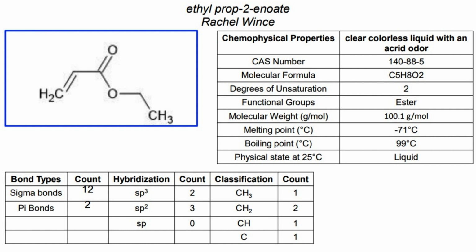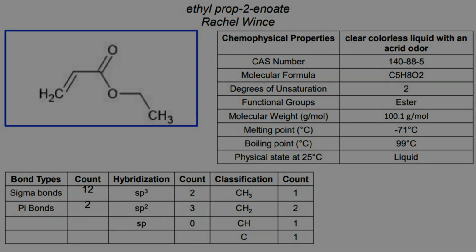One functional group that we can find in the molecule as well will be ester. And the total molecular weight for ethyl enoate is 100.1 grams per mole. It has a melting point of negative 71 degrees Celsius and a boiling point of 99 degrees Celsius. So at 25 degrees Celsius, the physical state of ethyl enoate is going to be liquid. And in total, we have 12 sigma bonds and 2 pi bonds. And we'll get more into hybridization and classification later on in the video.